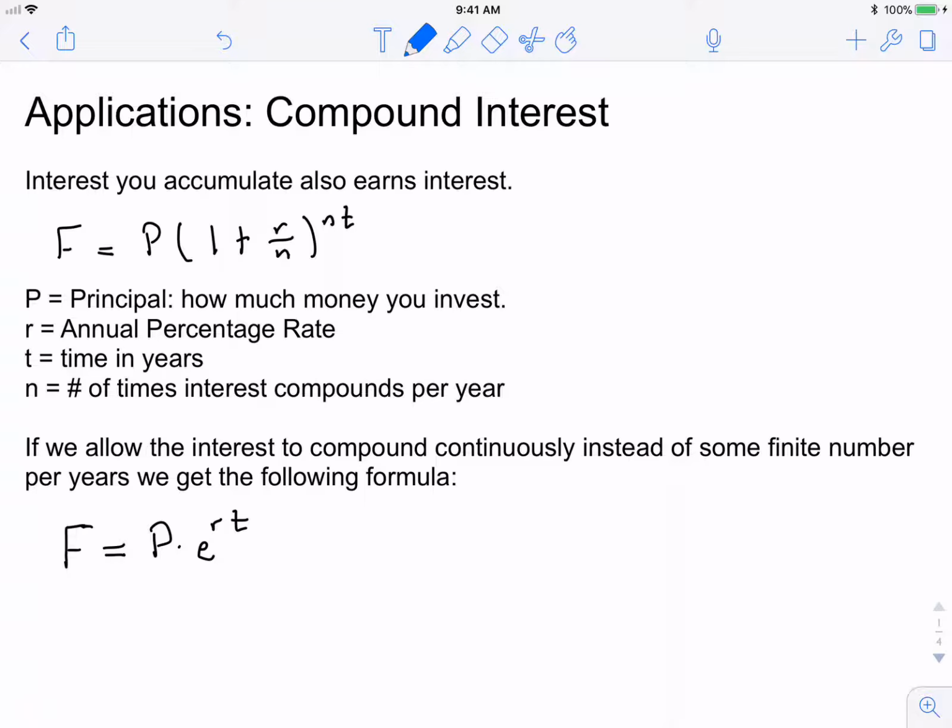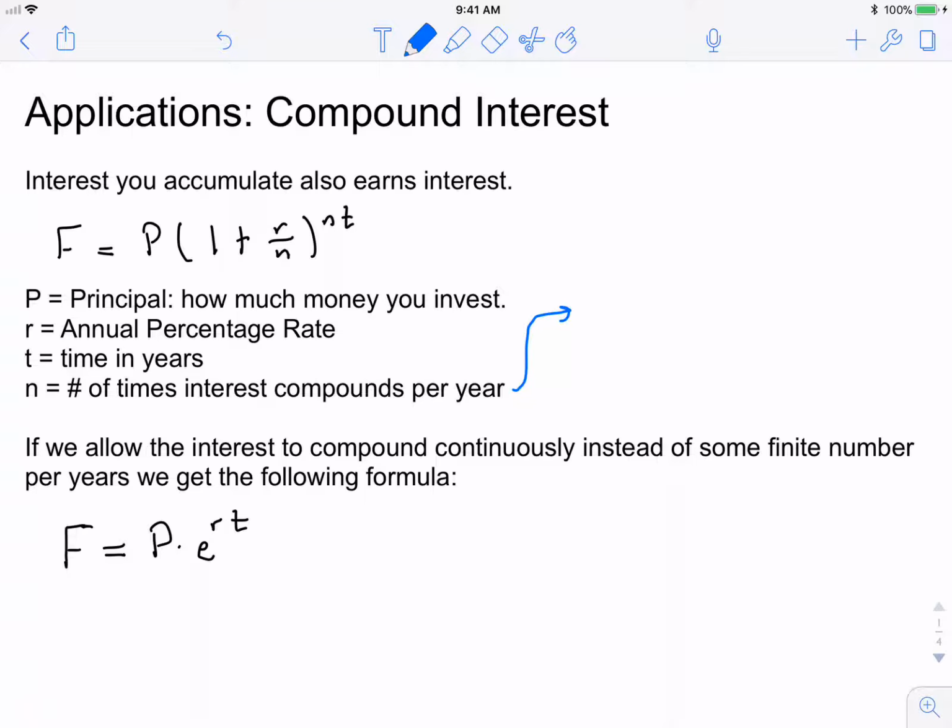The formula for compound interest a certain number of times a year is the following. F is equal to P times 1 plus R divided by N, to the power N times T. P is the principal, or how much money we invest. R is our annual percentage rate, the rate at which our money grows. T is our time in years, and we like to keep it in years to keep everything standard. And N is the number of times interest compounds per year.